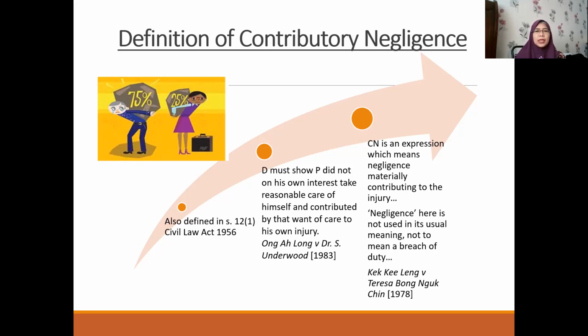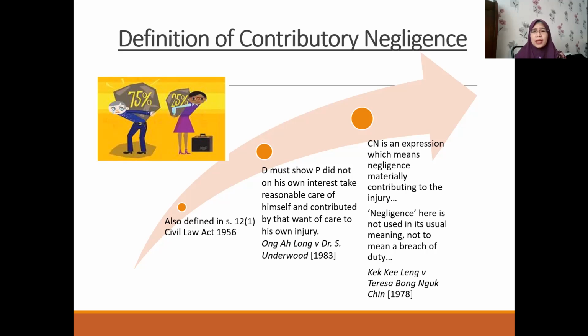S. Underwood, reported in 1983, it is stated in that case, defendant must show plaintiff did not on his own interest take reasonable care of himself, and plaintiff contributed by that want of care, lack of care, to his own injury. So who must prove? Defendant must prove. Prove what? Prove that plaintiff did not take reasonable care, and that's why plaintiff contributed to his own injury.